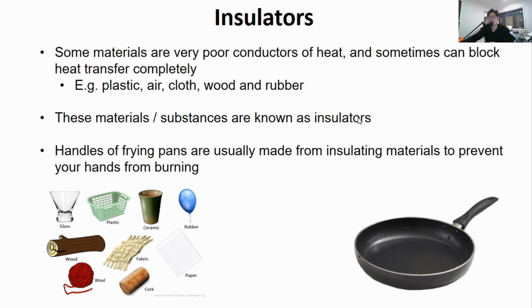So continuing on with that, the opposite of conductors are known as insulators. Some materials are very poor conductors of heat and sometimes can block heat transfer completely. Some examples of this are plastic, air, cloth, wood, and rubber. These materials or substances are known once again as insulators. This is why handles of frying pans are usually made from insulating materials, such as plastic, to prevent your hands from burning. If the handle was also metal, it might get hot through conduction, making your hand burn.